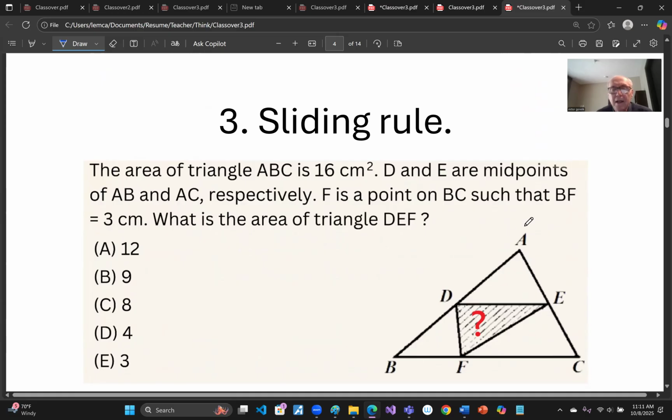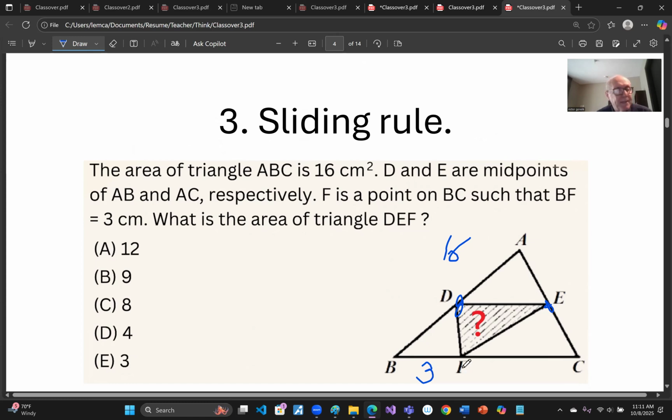We have a triangle ABC, area 16. We have midpoints D and E, and BF is equal to 3. What is the area of the shaded triangle?